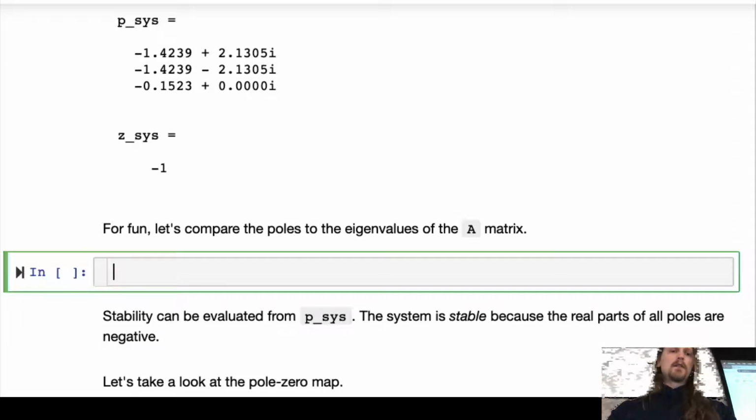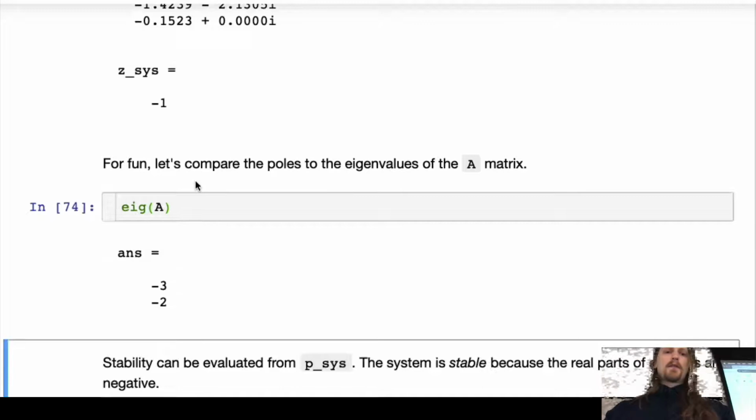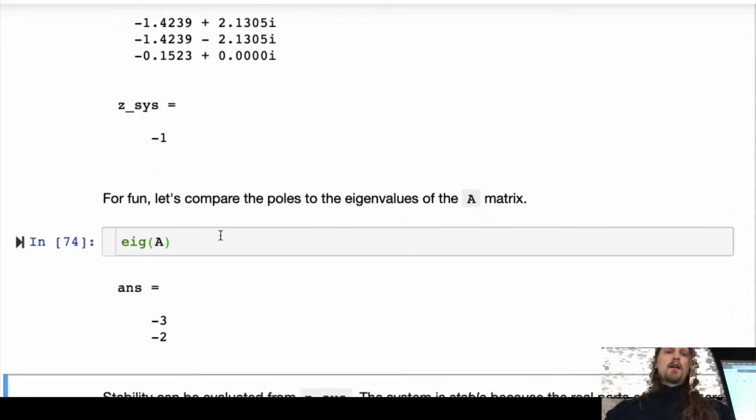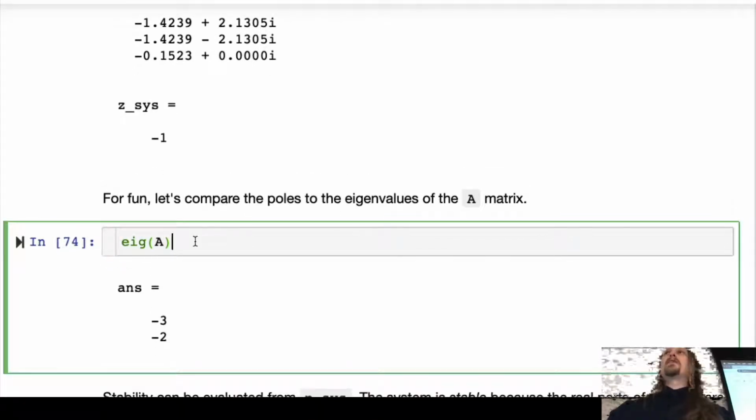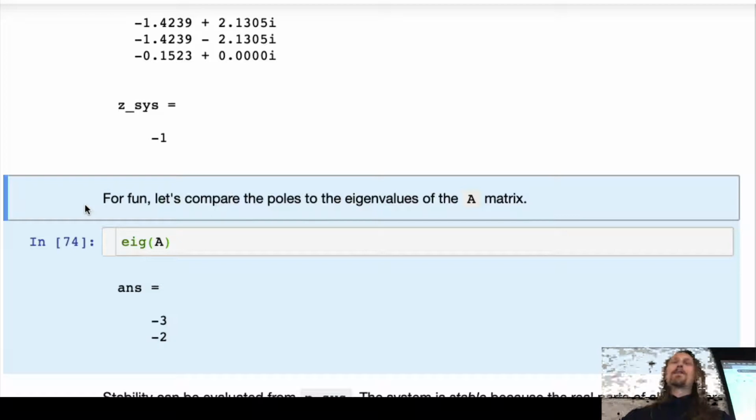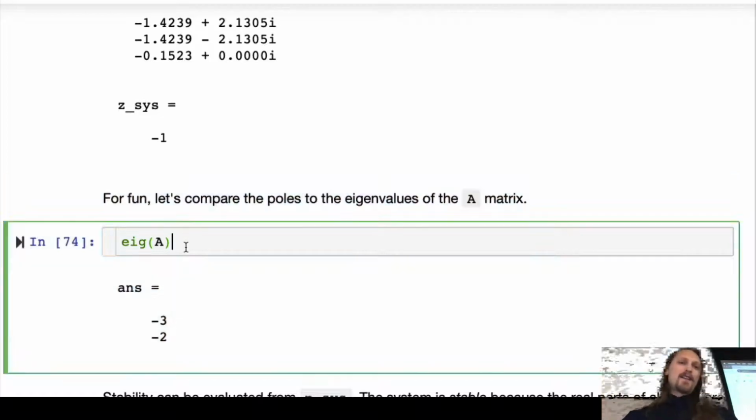So if we do eig of A, I think it just returns the poles. Oh wait, we didn't have the A matrix for cis, did we? So never mind. That was a different system, right? The A matrix formed cis TF. We could look at that though, if you guys want.